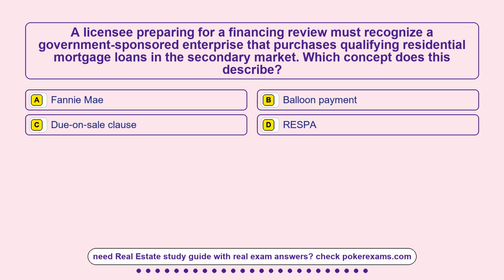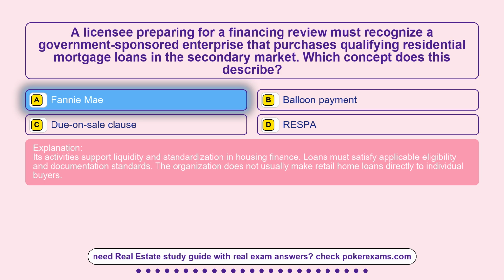Question 14. A licensee preparing for a financing review must recognize a government-sponsored enterprise that purchases qualifying residential mortgage loans in the secondary market. Which concept does this describe? Option A, Fannie Mae. Option B, balloon payment. Option C, a due-on-sale clause. Option D, RESPA. The correct answer is option A, Fannie Mae. Its activities support liquidity and standardization in housing finance. Loans must satisfy applicable eligibility and documentation standards. The organization does not usually make retail home loans directly to individual buyers.